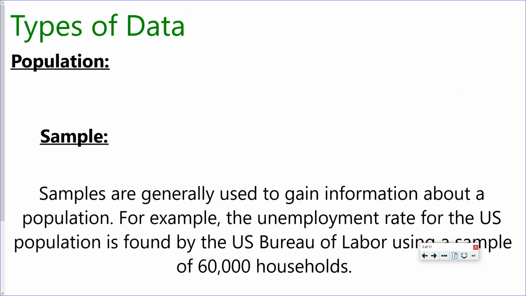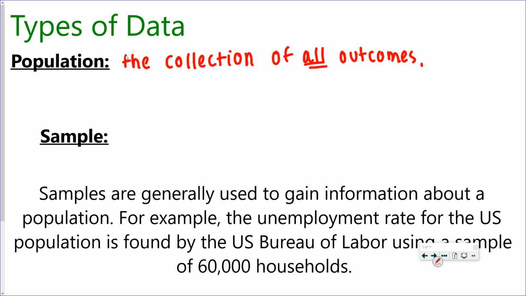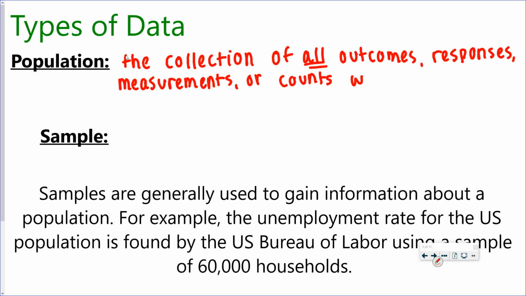Okay, a couple other vocab words that we need to be familiar with. With this chapter 1, it's a lot of when we use these to do example problems, and I use the word population or sample, we have to know what that means. So two types of data here. When I talk about the population, that means the collection of all possible outcomes, responses, depending on what type of study we're doing, measurements, or counts whose properties are being studied.